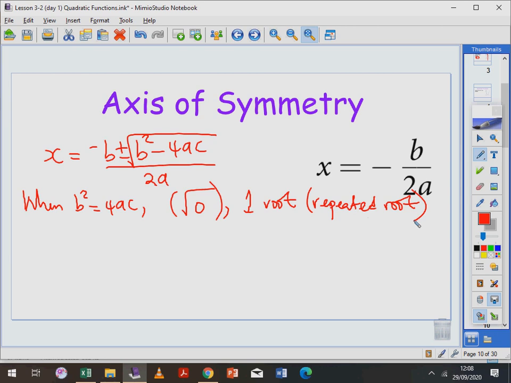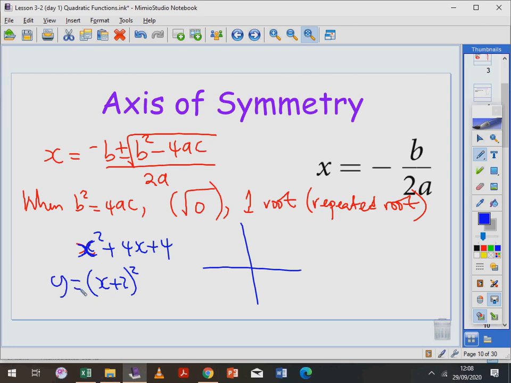So if you find equations that satisfy this condition, a simple example I can give you is x squared plus 4x plus 4. When you graph this equation, because this is the same as (x plus 2) squared, if you were to graph y is equal to (x plus 2) squared, it will be a graph that's shifted to the left 2 units and it's not moved up or down.